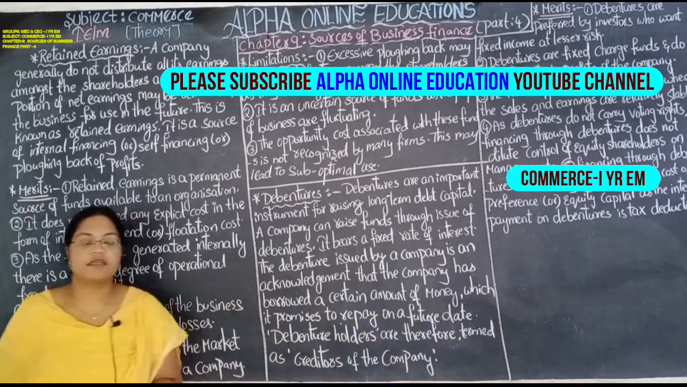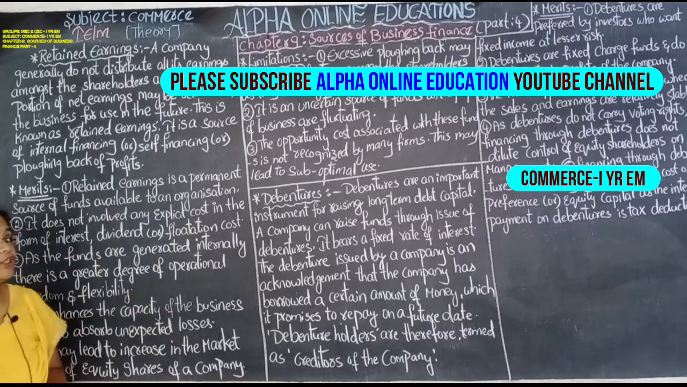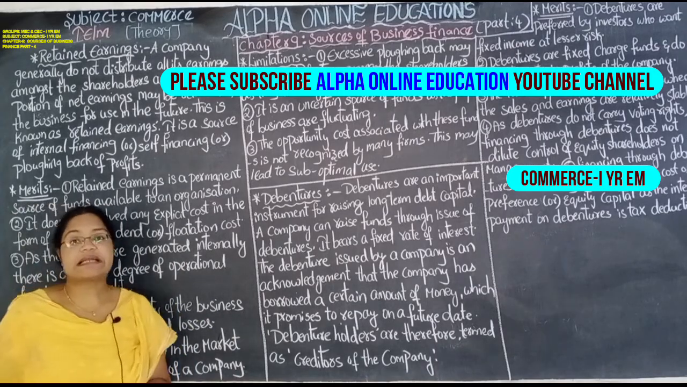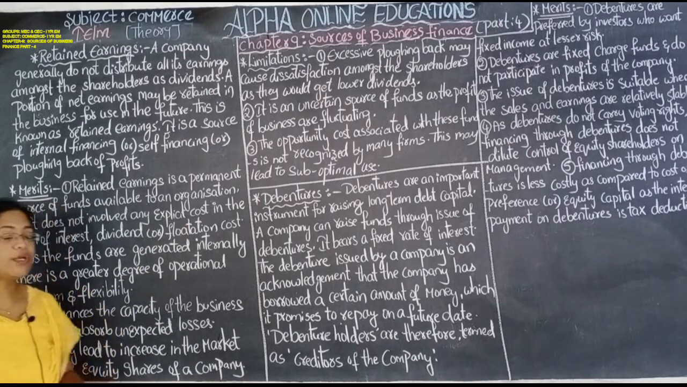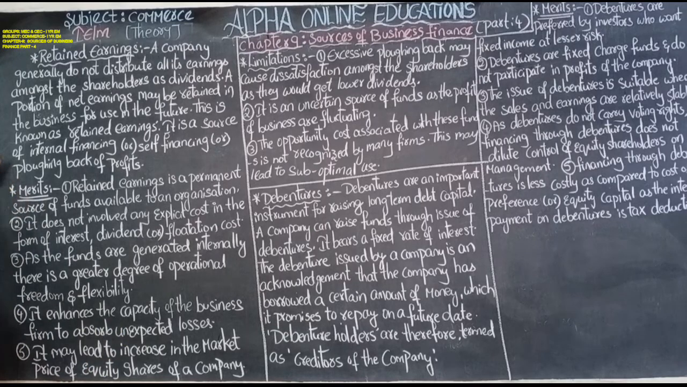Commerce theory part for the first year's English medium. The chapter that we are dealing with is the 9th chapter, Sources of Business Finance. So this is the 4th session of our chapter. So here we are discussing about the retained earning.